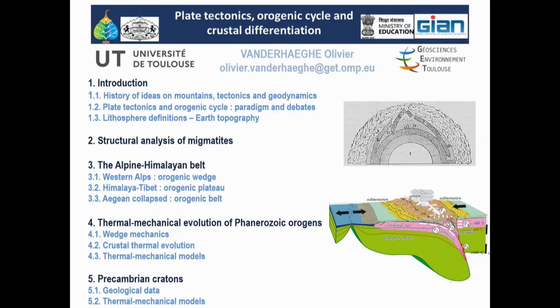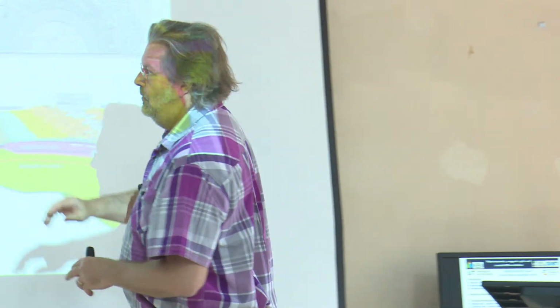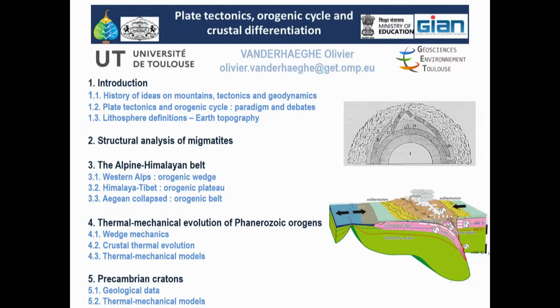So then I suggest that we start today. So now, after our first step through the Alpine Himalayan belt across the Western Alps, construction of the orogenic wedge, now we're going to move to Himalaya Tibet, which will illustrate construction of an orogenic plateau.